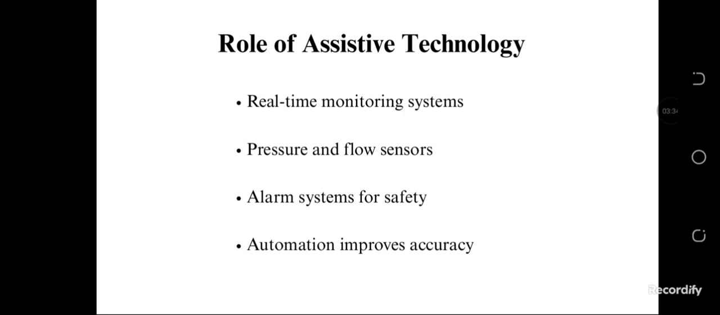What is the role of assistive technology in hemodialysis? The main roles of assistive technology are real-time monitoring systems, pressure and flow sensors, alarm systems for safety, and automation, which also improves accuracy. To improve the efficiency of hemodialysis, we include assistive technology in the hemodialysis machine.